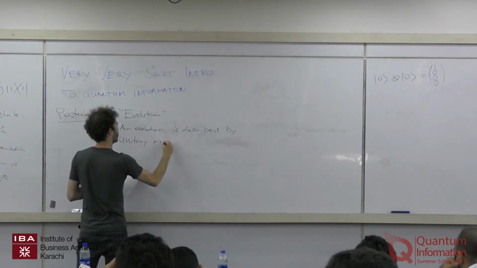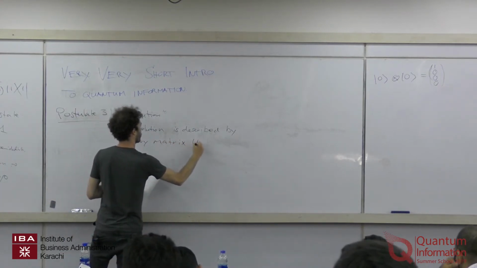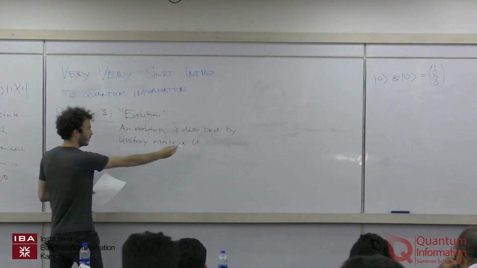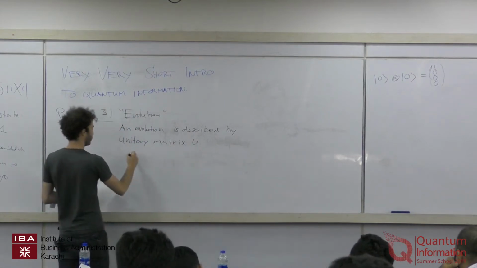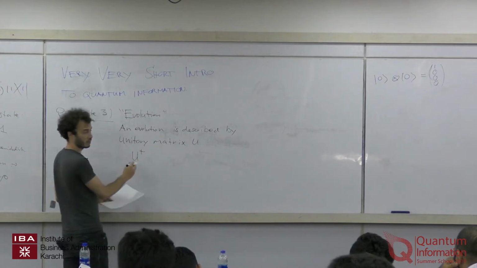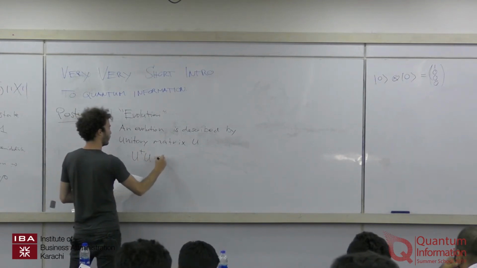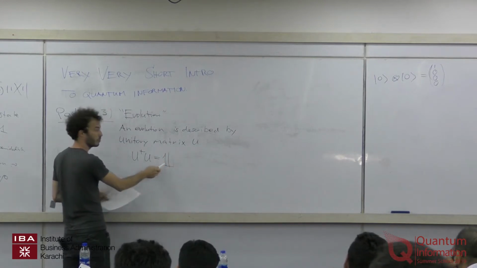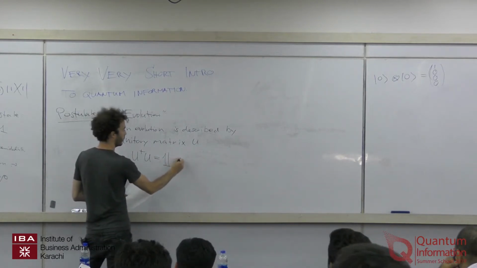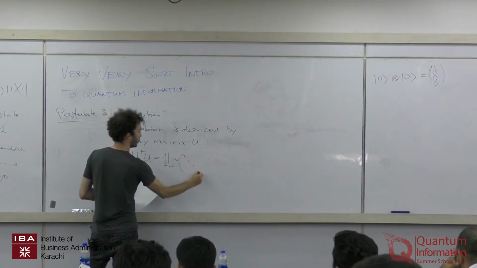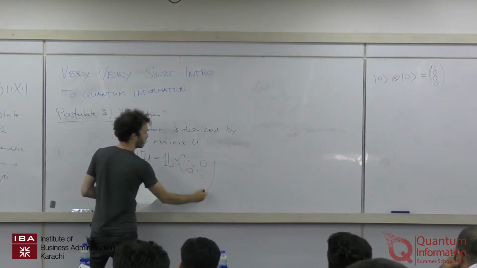A unitary matrix, U. So what does it mean from linear algebra that the matrix is unitary? It means that U dagger, the complex conjugate transpose of U, times U is the identity. And this is the symbol for the identity matrix. So this is 1, 1, 1, 1, 1 on the diagonal, and the rest is 0.